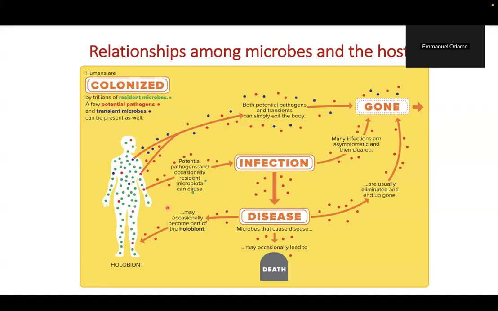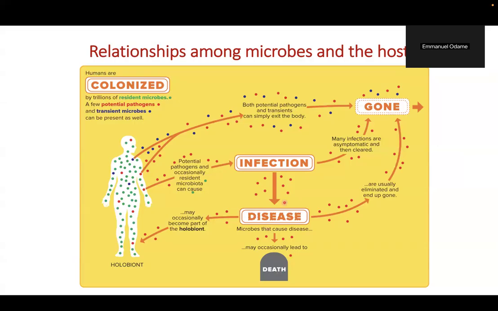In some cases, both the potential pathogens and occasionally some resident microbiota, as I pointed out, the opportunistic microbiota, can cause infections, and then your body can eventually withstand it. You get treated, and then those that caused the infection will be cleared out. Occasionally, those that cause infection do lead to a chronic infection, which results in disease. And if you are unlucky, some might lead to death.